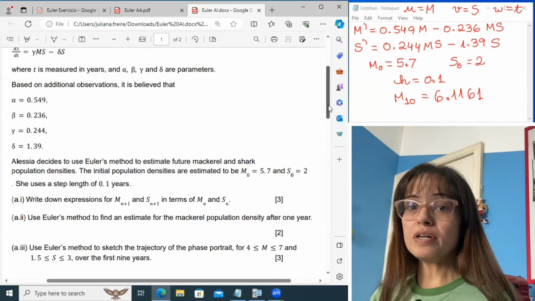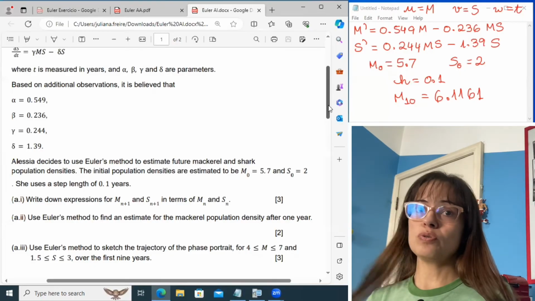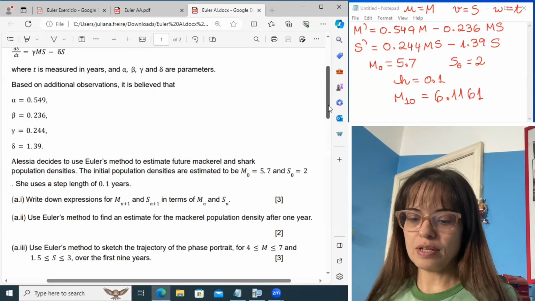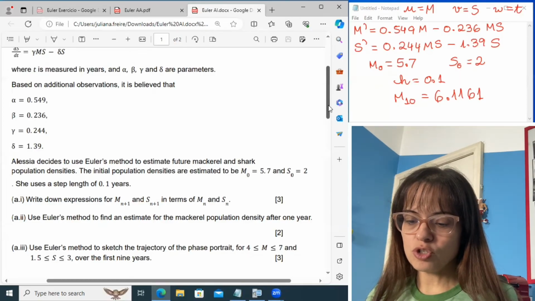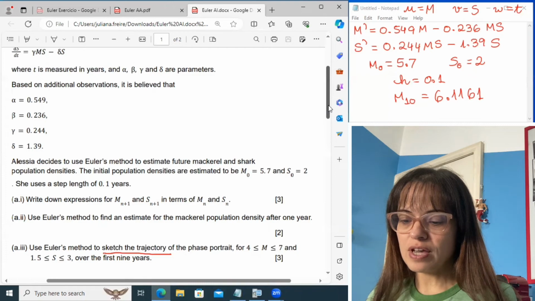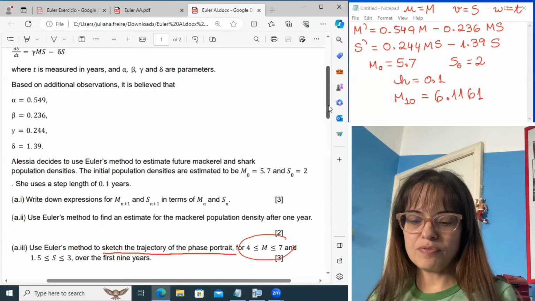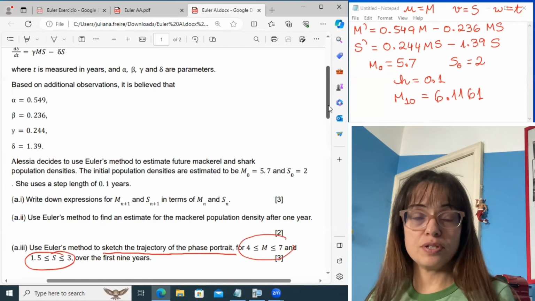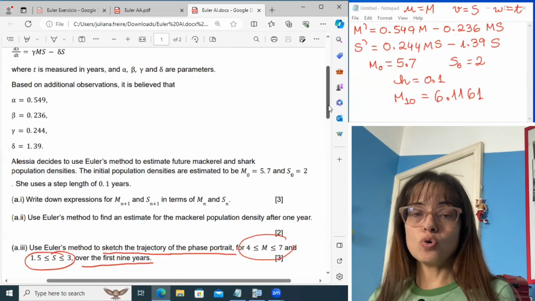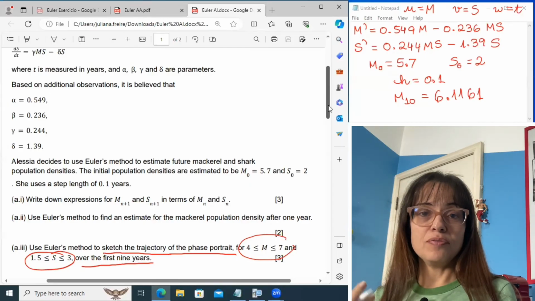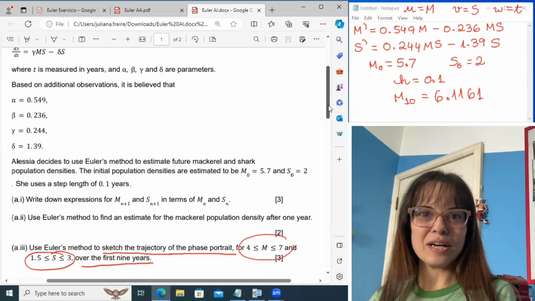And also, part A3 is asking us to do something completely different than before. Use Euler's method to sketch the trajectory of the phase portrait. This 4 and 7 and 1.5 and 3 are just the window in which he wants this sketch. And then over the first 9 years. So 1 year is 10 steps. If that wasn't enough, now he wants 9 years, which is 90 steps.